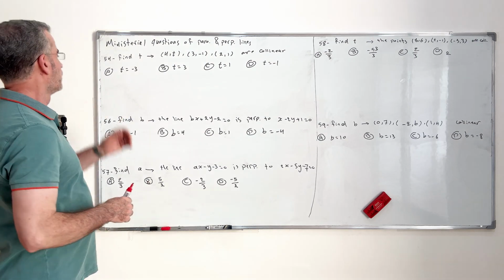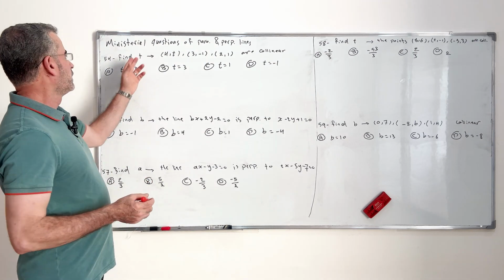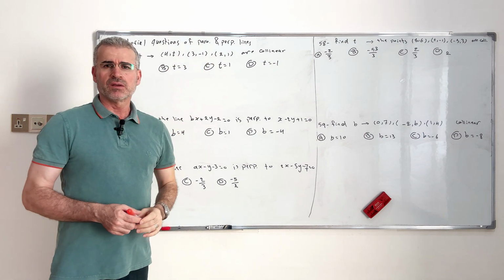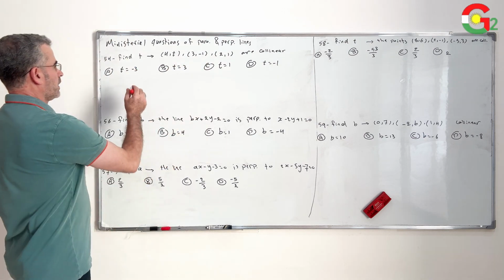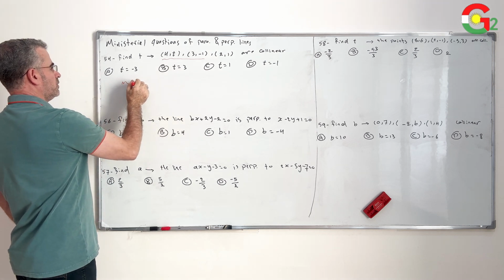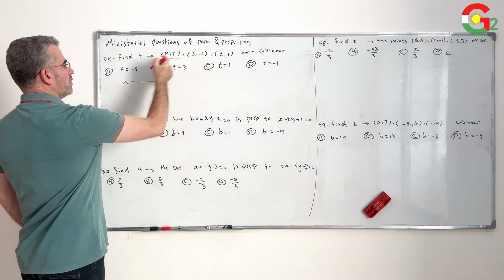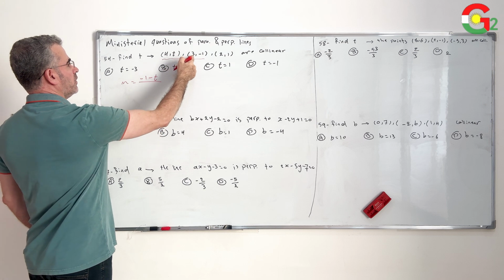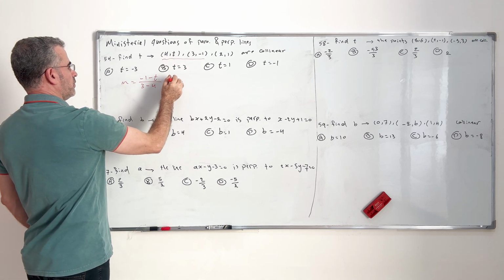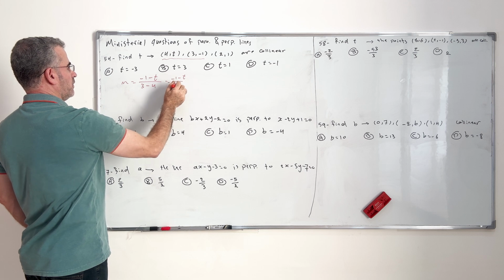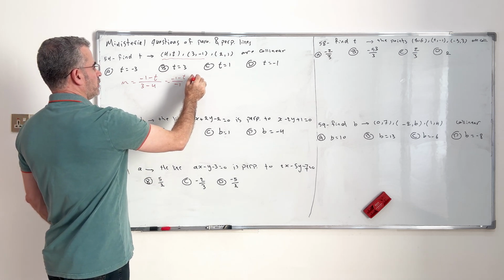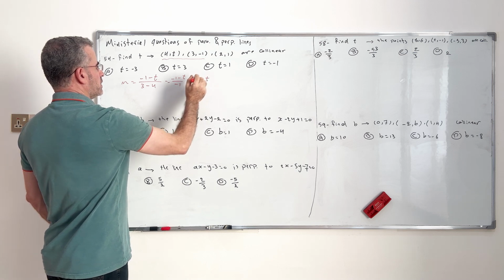Question number 54, find the value of t so that the 3 points are collinear. Find the slope for the first 2 points, minus 1 minus t over 3 minus 4 equal to minus 1 minus t over negative 1 equal to 1 plus t.